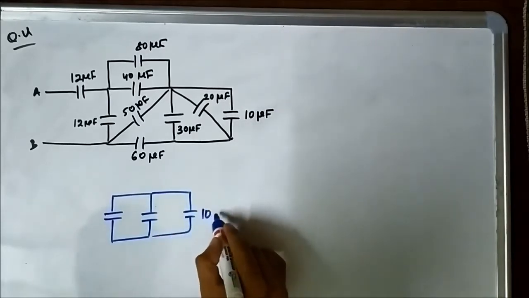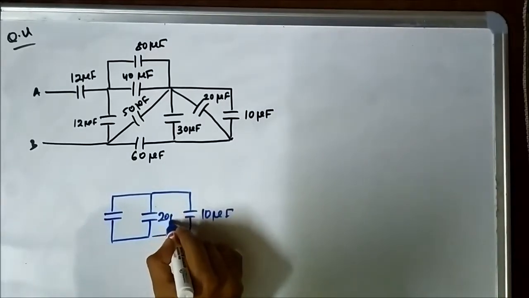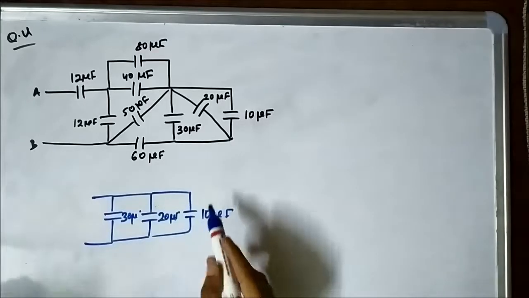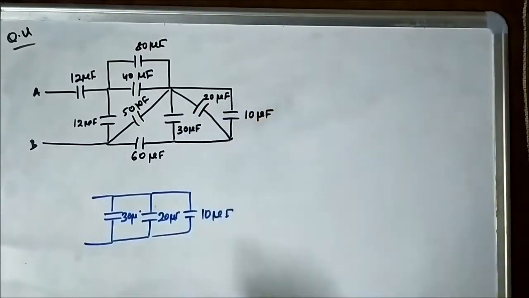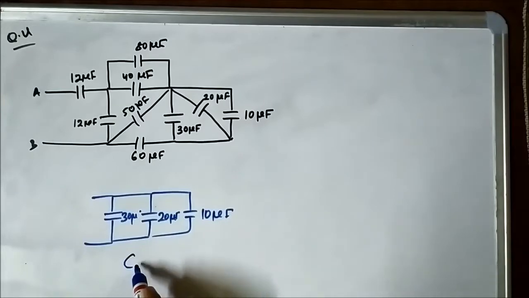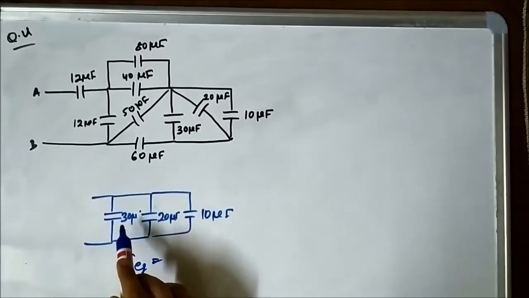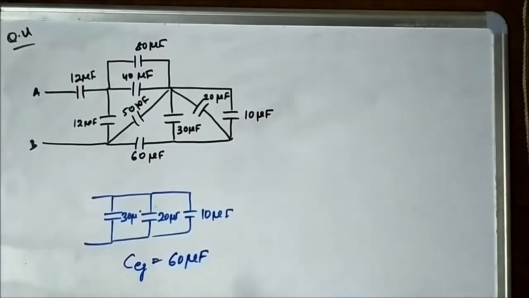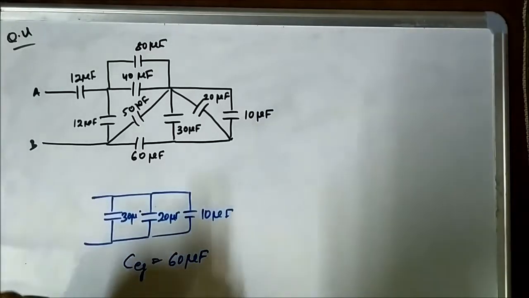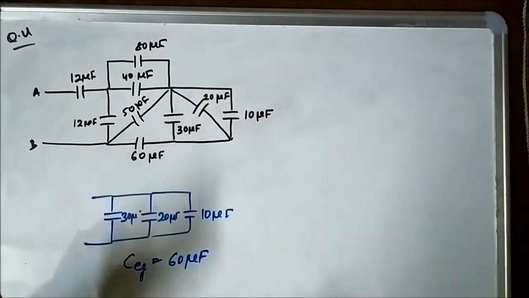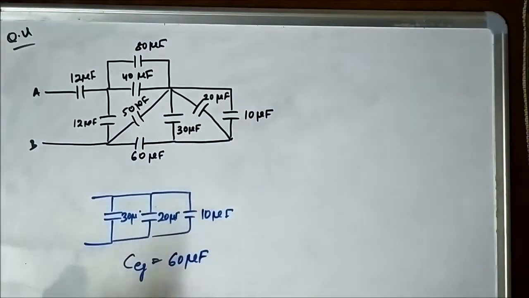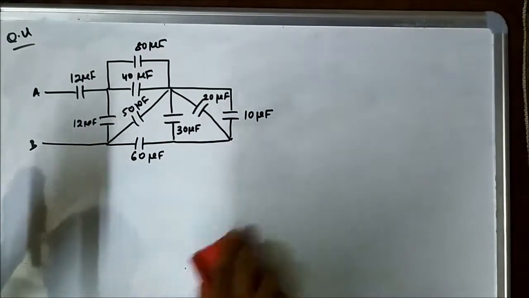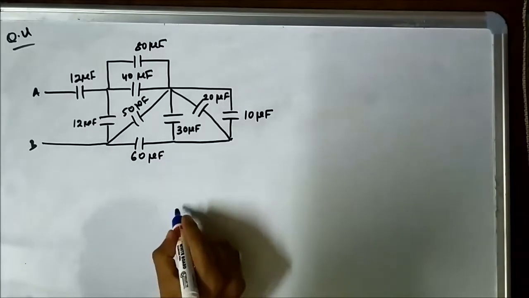This is 10, this is 20, this is 30, and then we have the subsequent. So the total capacitance of these three capacitors combination will be simply the addition, that is 30 plus 20 plus 10, which will be 60 microfarad. So if we reduce this circuit up to this point, we'll get 60 microfarad.